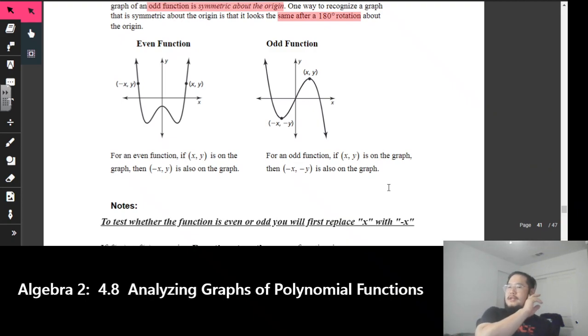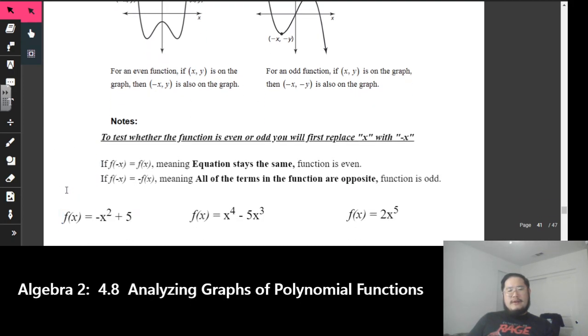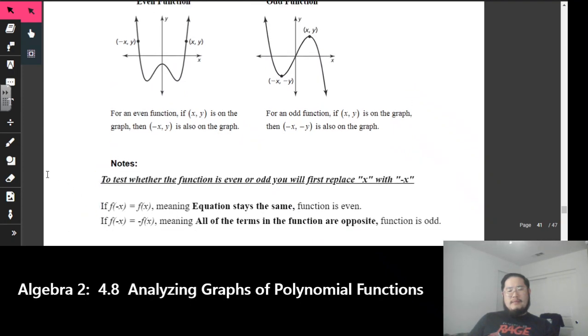So let's add a few things to your notes to help you understand what I just talked about. So in order for us to test without actually graphing to see if a function is even or odd, here's what we're going to do. We're going to replace x with negative x in our equation. So it says if f of negative x is equal to f of x, meaning the equation stays the same, then the function is even. So you're going to plug in negative x into your long function, wherever x is. If it looks like the original function, it's even.